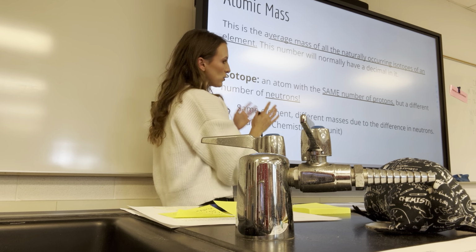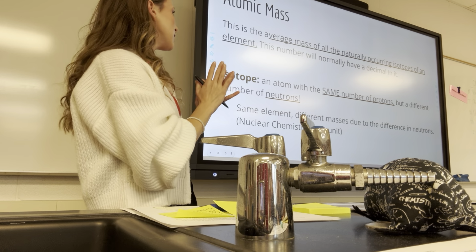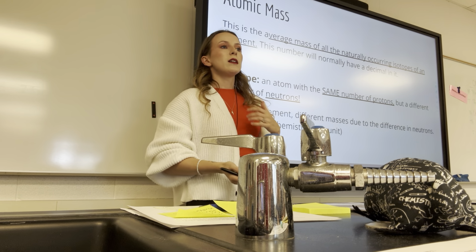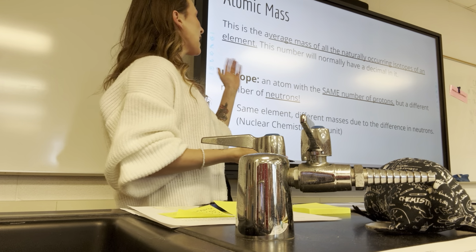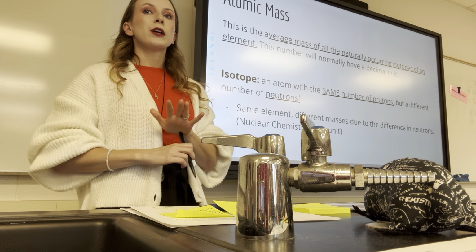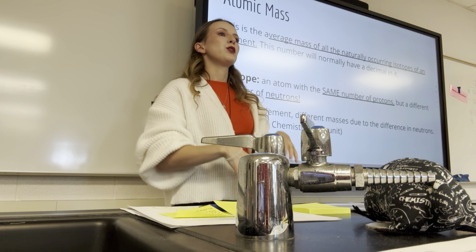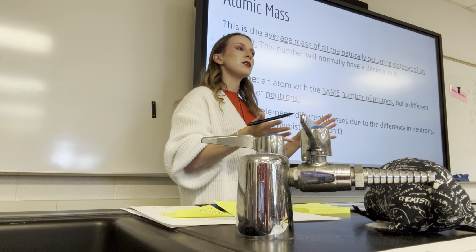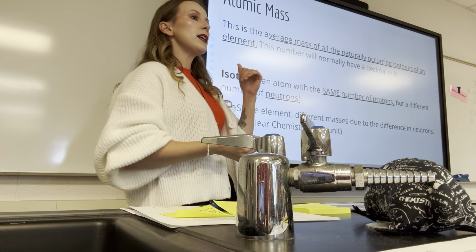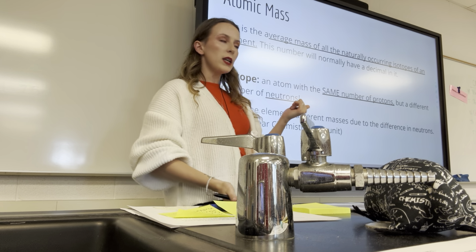Okay, last one is our atomic mass. This is the one that's going to have a decimal in it. Atomic mass is defined as the average mass of all of our naturally occurring isotopes of a certain element. You're probably wondering what an isotope is. Not sure if that's necessarily review for you. We're going to get into the isotopes specifically on Monday.